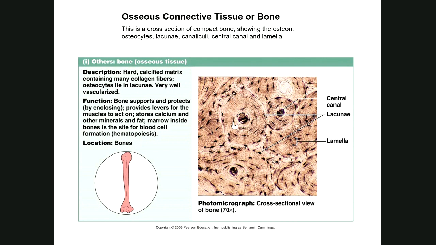There it is again. So osteocytes occupy a space in solid compact bone, and that space they occupy is called a lacuna, just like the space that the chondrocytes occupy in cartilages. It's also called a lacuna.